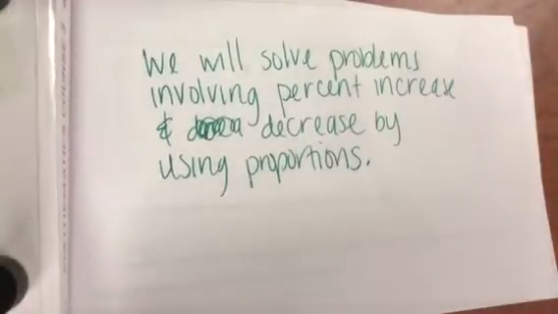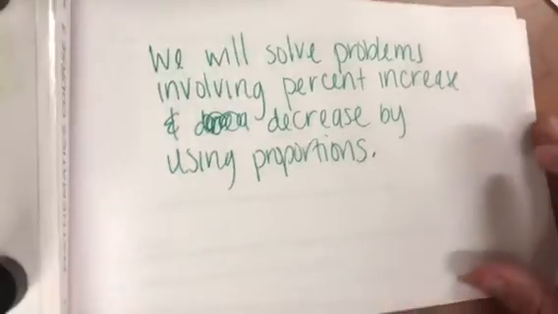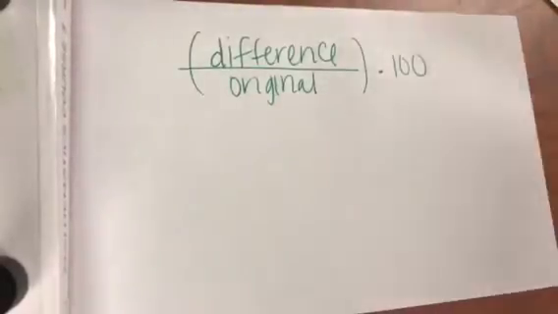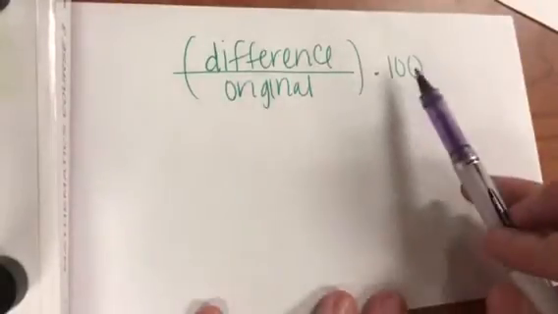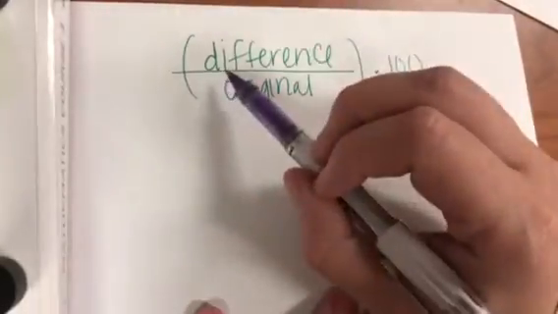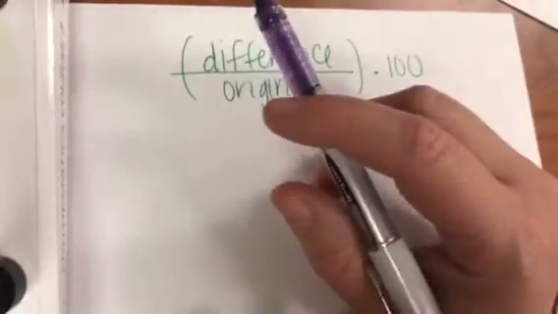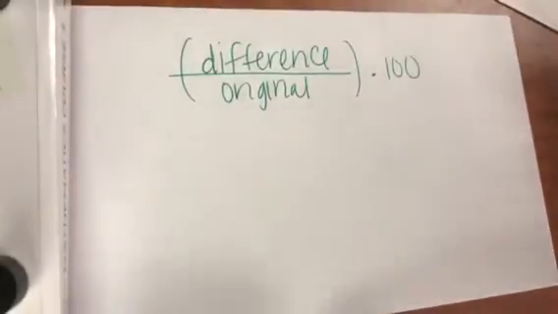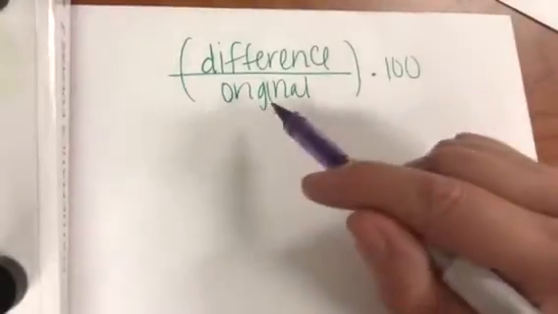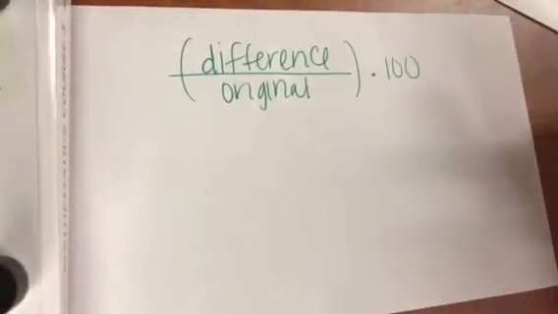Your learning target is we will solve problems involving percent increase and percent decrease by using proportions. That proportion word is just going to be all over the place right now. So this is how you solve a percent increase. You have the difference over the original times 100. The difference would be the difference between the original and the new. So if someone was making more money, the difference between what they were making and the original, times 100.